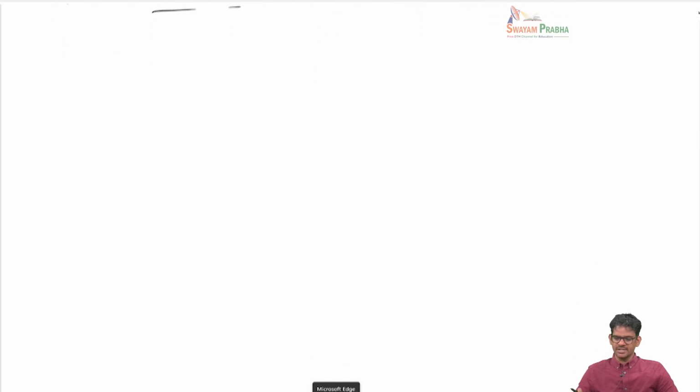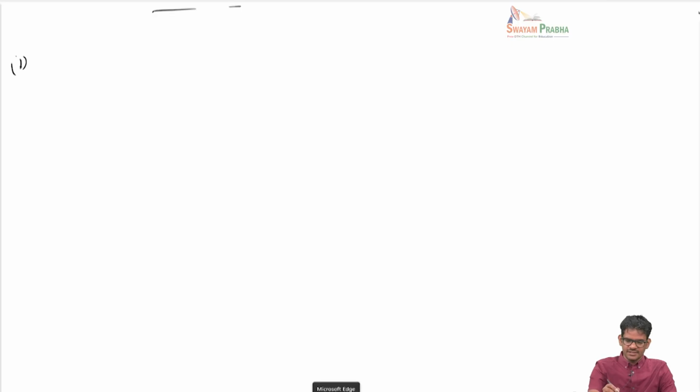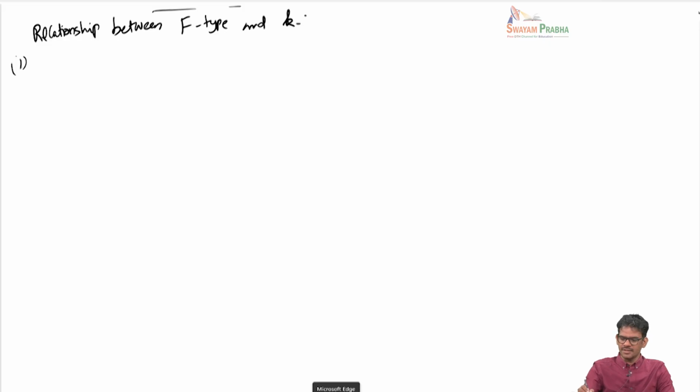Now, I already established one case where the F type and K type are related by writing the two approaches and then equating the fluxes. Now you can do the same thing for all the other driving forces that I just mentioned. I'm going to just write the relationship, and it's easy to cross verify. So again, for the first case, this is the relationship between F type and K type coefficients.